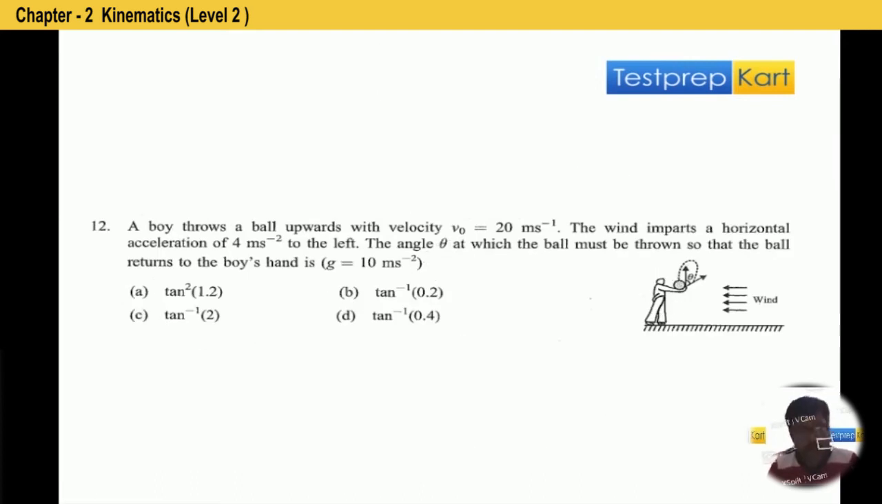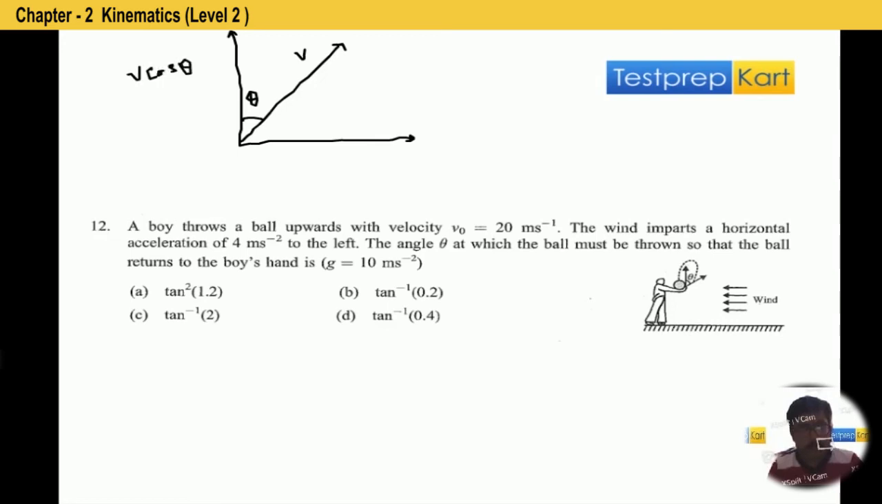A boy throws a ball upwards with velocity v naught equal to 20 meters per second. The wind imparts a horizontal acceleration of 4 meters per second square to the left. So here, if the ball is thrown with the speed of v, we can divide it into two parts. This angle is called theta. So it should be v cos theta and v sin theta.